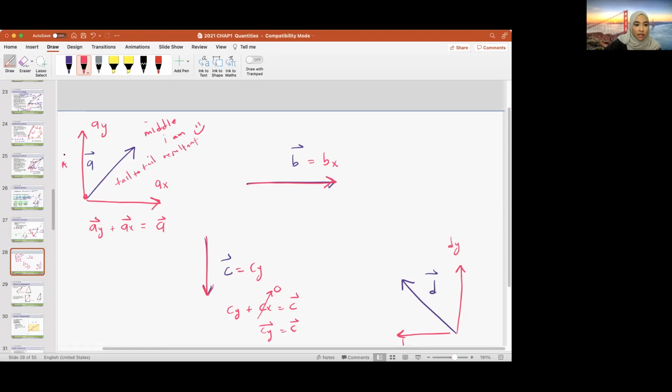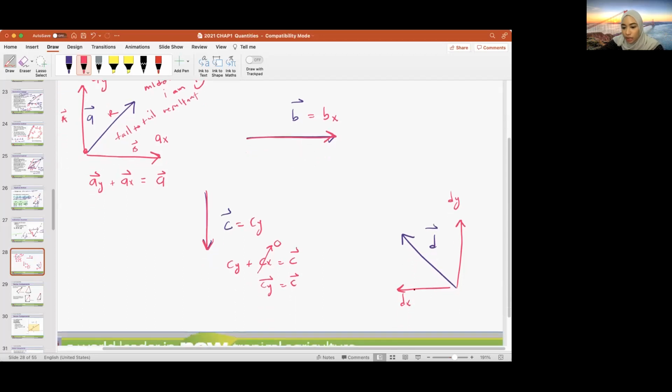So let's say this is A and this is B. This is my R. But in this case, this is AY, this is AX, and this is A vector. Sama je. It's just pecahan kepada components. But everything is vectors, so it's the same. And then for D, because we have a negative DX, so DX plus DY, I write it like this, equals D vector.